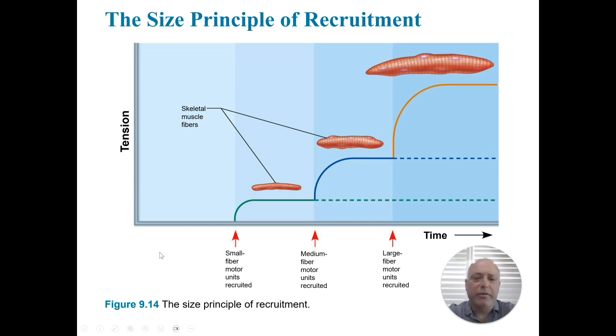There's also the size principle of recruitment. Larger motor units are going to produce greater tension. So as I indicated, the amount of cells dictates the force, and the ability to recruit different fibers allows you to achieve the maximum contraction when you've recruited as many motor units as possible.